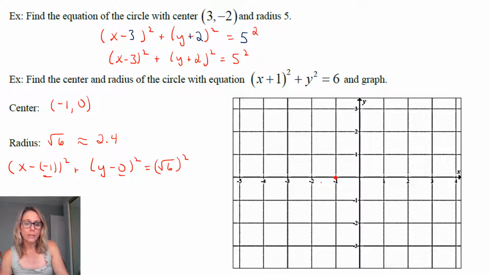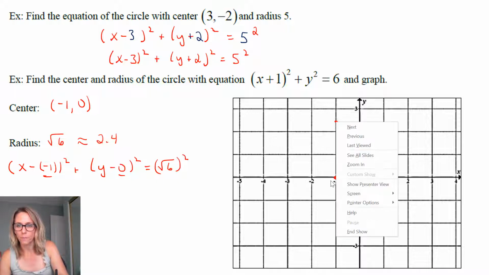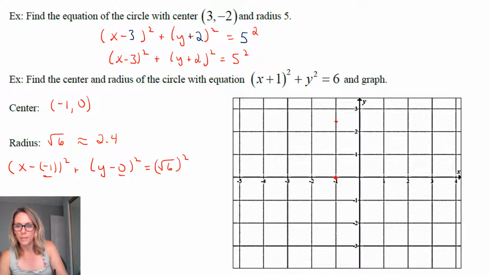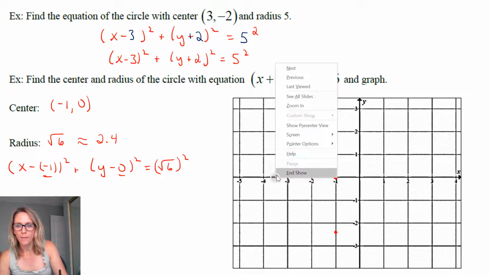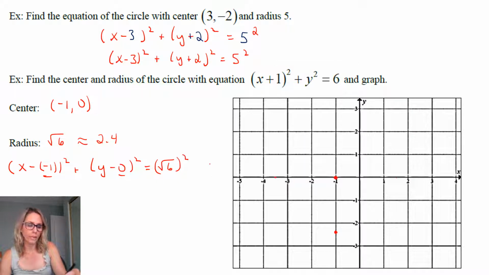And then all we really need to do is go about 2.4 units away from that center up, down, left, and right. So about 2.4 up is maybe about here. Then we're going to have 2.4 down, maybe about here, and maybe a 2.4 over here. And then you really just need to connect those points. And my points are gone.